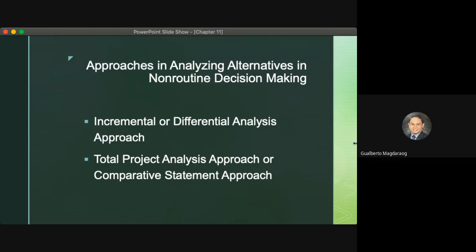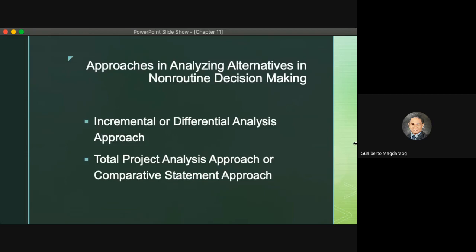And then we have two approaches in analyzing alternatives. One is incremental, or simply you look at the difference, kung alin lang yung may difference, at kung ano lang yung may increase, kaya sa tinawag na incremental. Or you can do it in a total project approach, meaning you will include in your analysis those irrelevant or not relevant costs, and then you compute for the total, and then you make an analysis out of it.